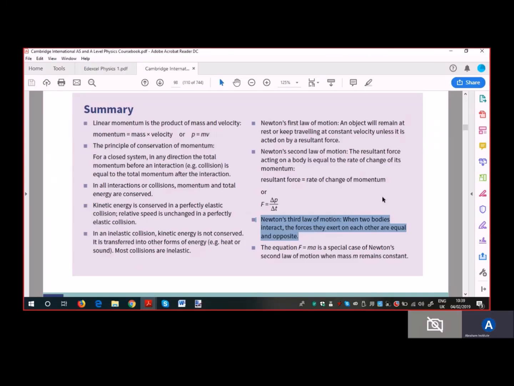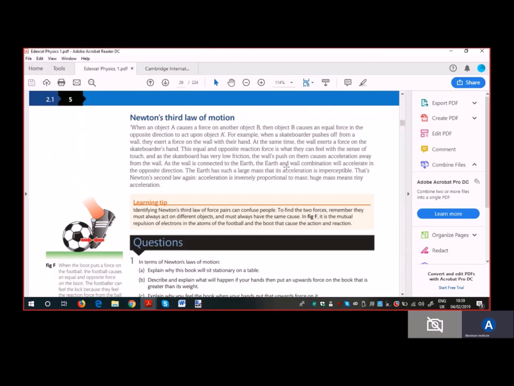Newton's third law of motion. When two bodies interact, the forces they exert on each other are equal and opposite. That is Newton's third law. So what we can say is, if body A exerts a force on body B, then body B exerts an equal and oppositely directed force on body A.